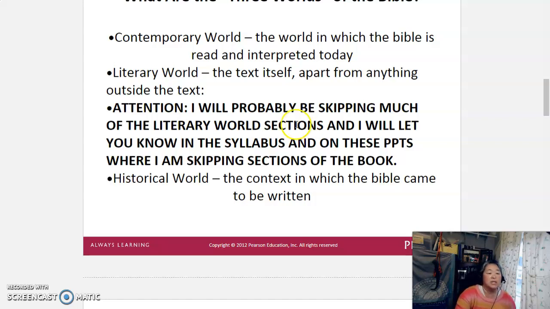If you notice in the PowerPoint, I said I will probably be skipping much of the literary world sections, and I'll let you know in the syllabus and on the PowerPoints what pages you should skip, because we're also not covering everything in the Bible. So just pay close attention to the syllabus in terms of what chapters I'm assigning and what parts of the chapter. And always read the summaries of the chapters at the end. It's only a couple of paragraphs, and it gives you a nice outline of what the whole chapter is about.